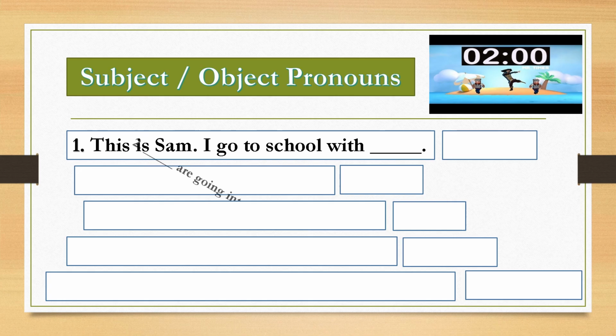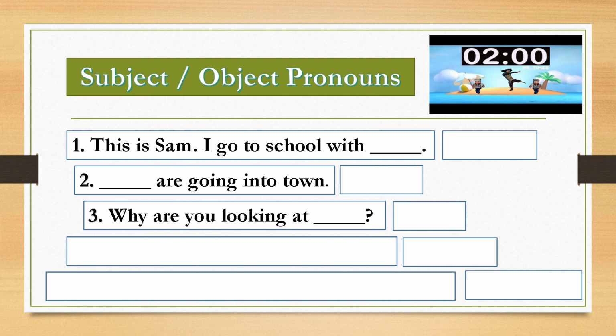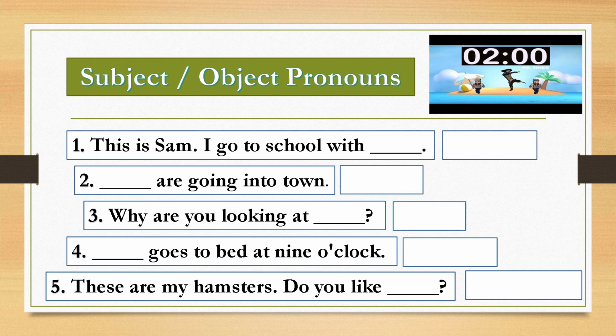Number 5. These are my hamsters. Do you like blank? I'll give you options to choose from. And then after, I give you 2 minutes to write down your answers. Ready? For number 1, you can choose between he and him. For number 2, you can choose between us and we. For number 3, you just choose between me or I. For number 4, you can choose between her or she. And number 5, you can choose between they and them. 2 minutes starts now.